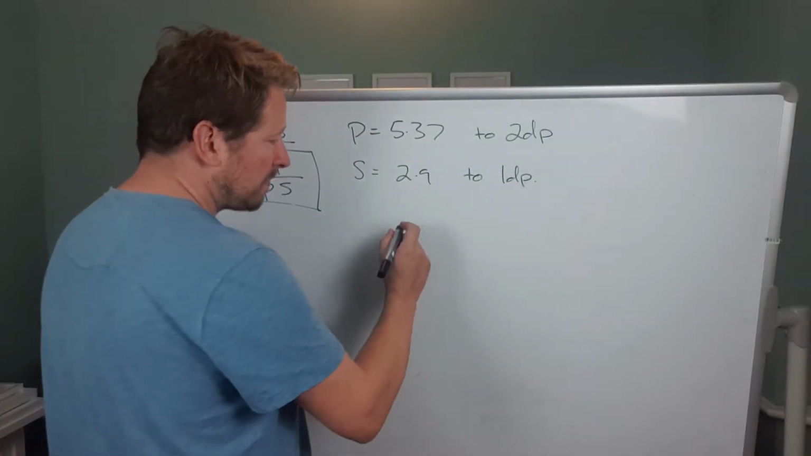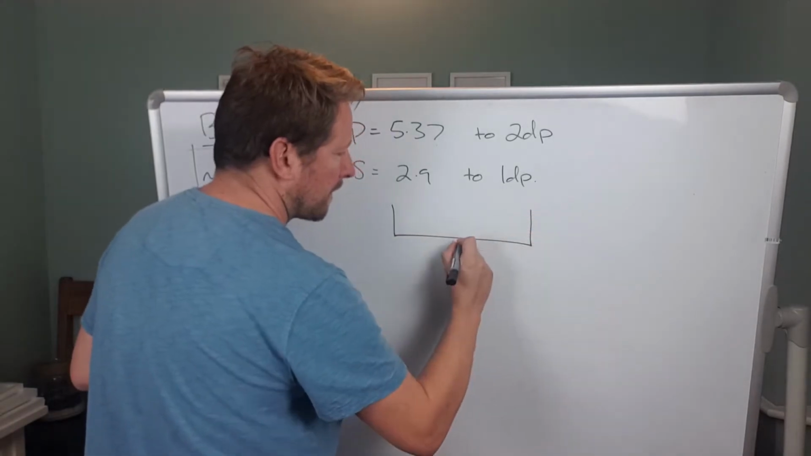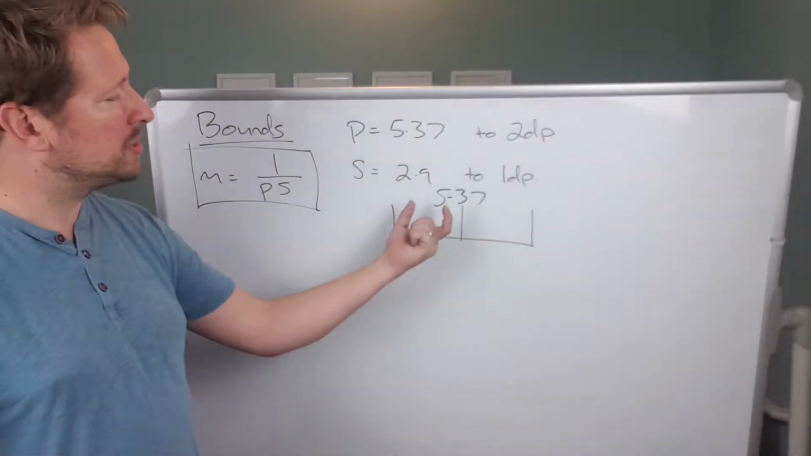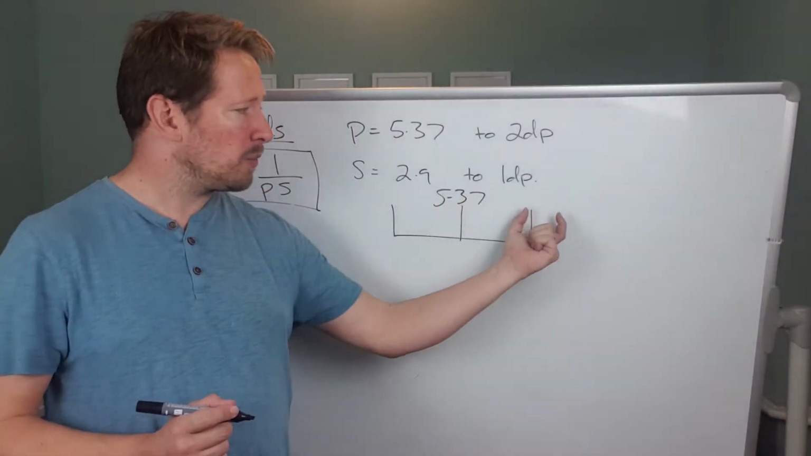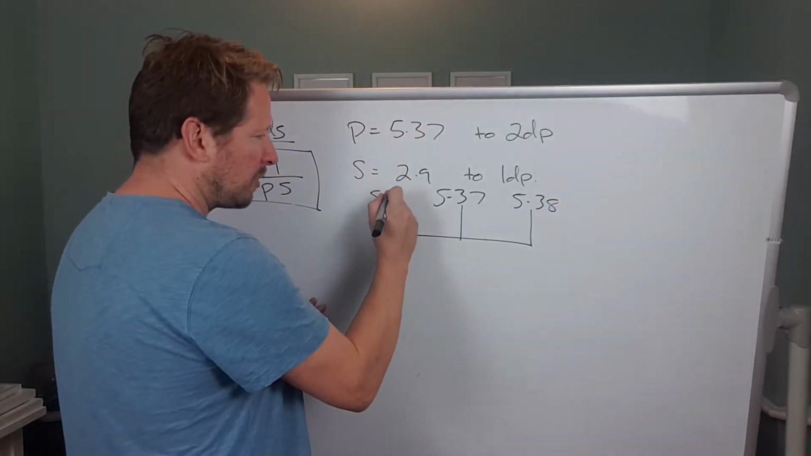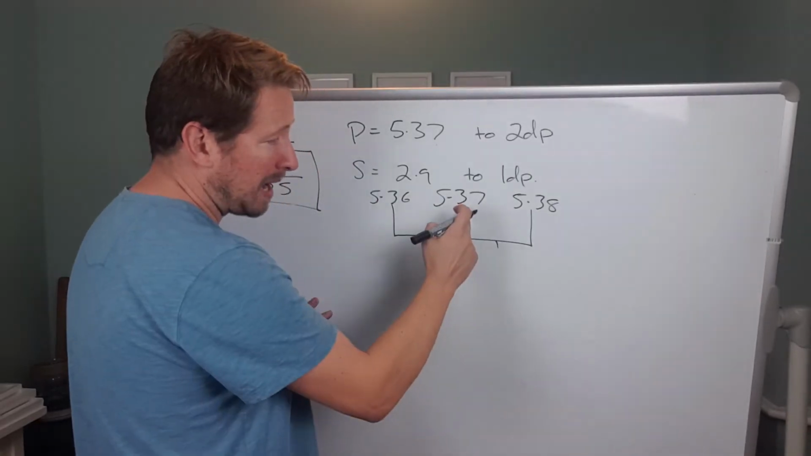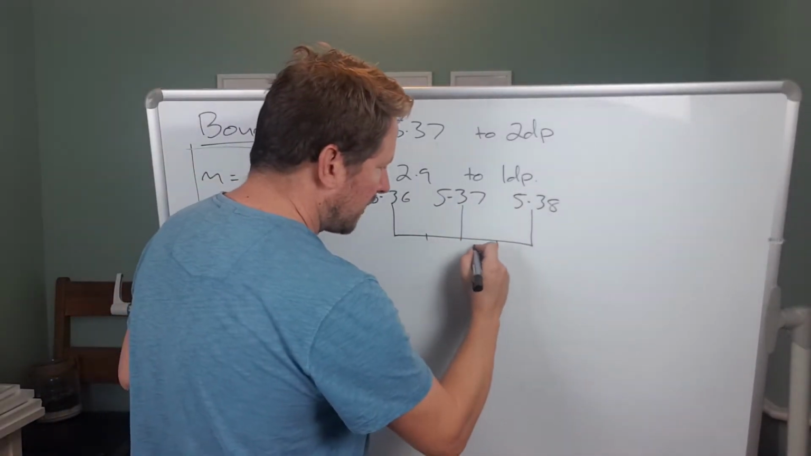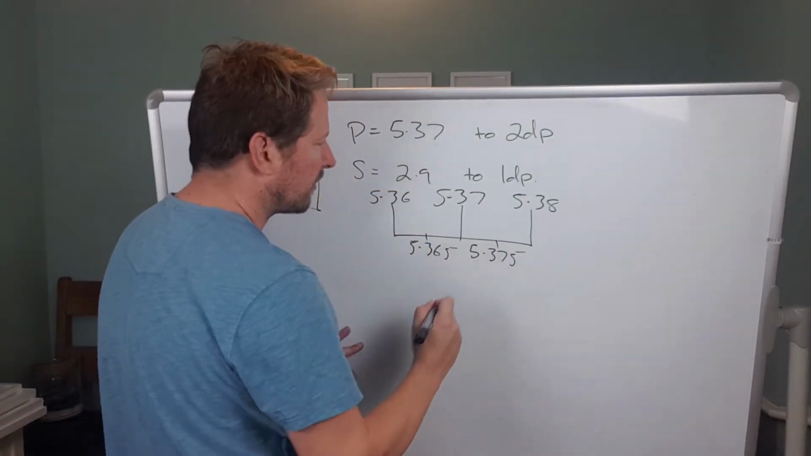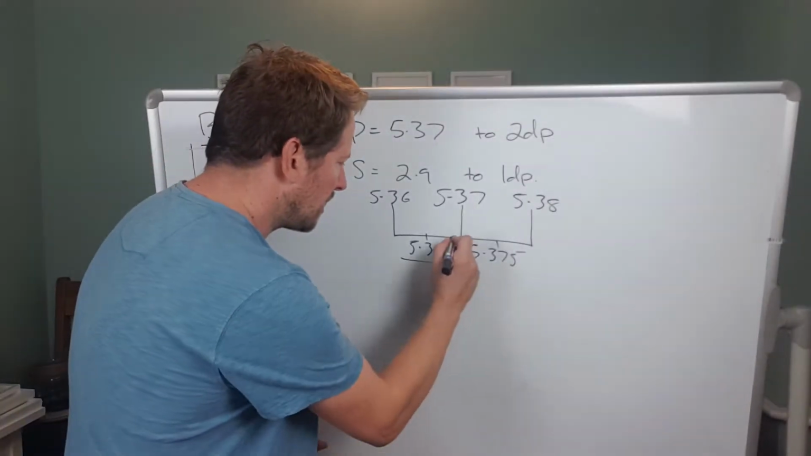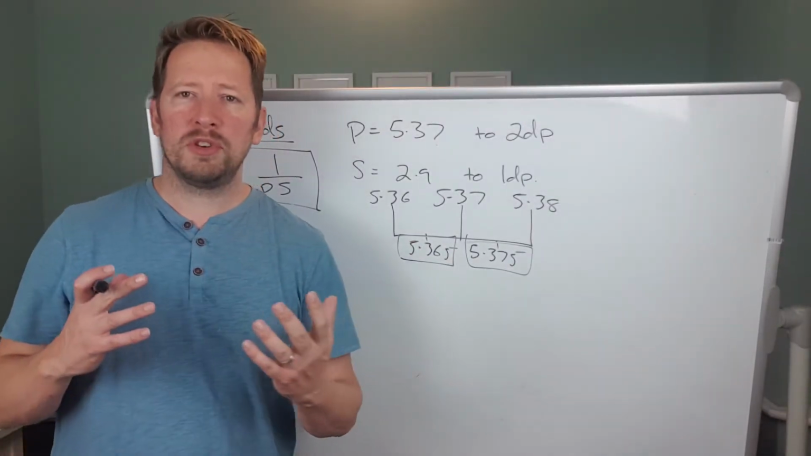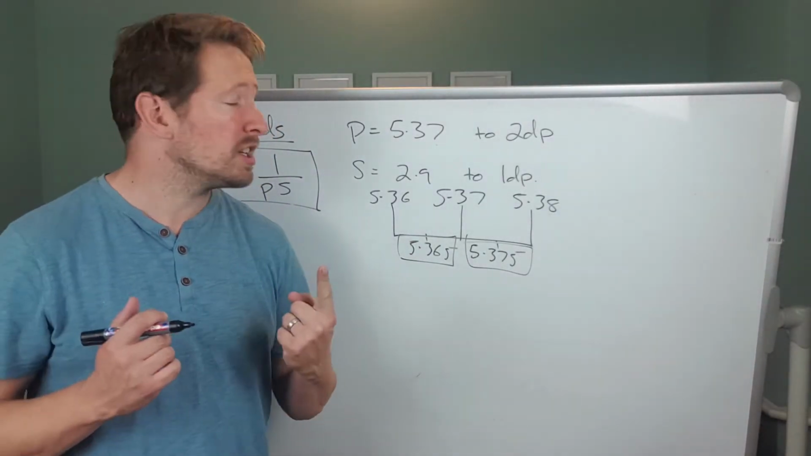So just like I said last time, you put 5.37 in the middle. So this is 2 decimal places. The next number that's above, which is 2 decimal places, is 5.38. And the one below is 5.36. So the upper bound to 5.37 is 5.375. The lower bound is 5.365. And we're going to be using these things here. And as soon as you put either this one or this one down, you've shown that you understand something to do with bounds, so you're going to get your first mark.